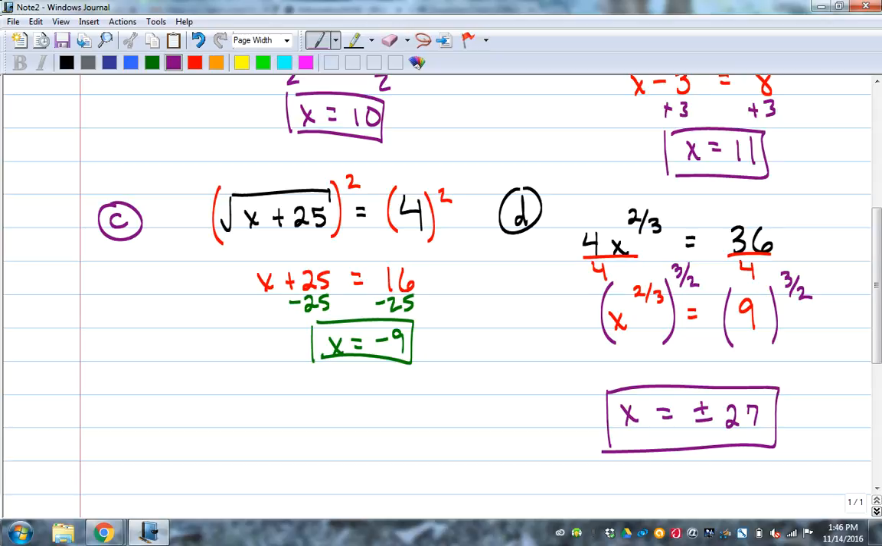Now, when we plug back in to the original, does it matter if this is a negative number? Why not? What's the denominator of that fraction? It's odd, so it doesn't matter. Okay, it matters on the answers, but it doesn't matter in the original because the denominator of the fraction exponent was odd. So you can have negative answers there.